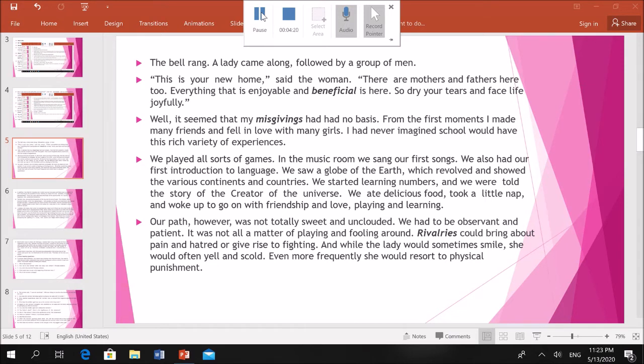So actually here in this part the boy said that sometimes he encounters bad experiences at school, and sometimes the lady in charge at school had to interfere, and sometimes she resorts to physical punishment to stop the fights that happen between the students.